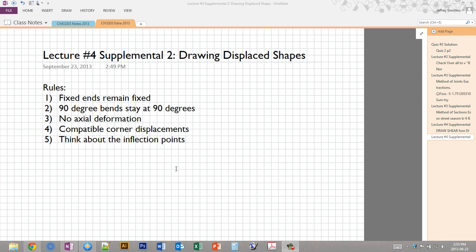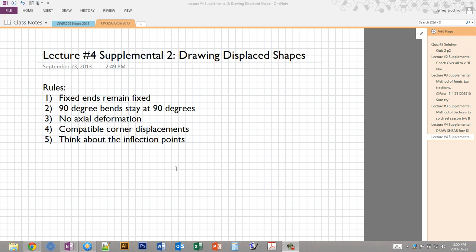In this video, I'm going to talk about how to draw displaced shapes for structures if you know nothing else except for the shape of the structure and what approximate kinds of loads are on them. There are a few rules that we need to follow if we want to try to draw these kind of displaced shapes, and they're shown here.